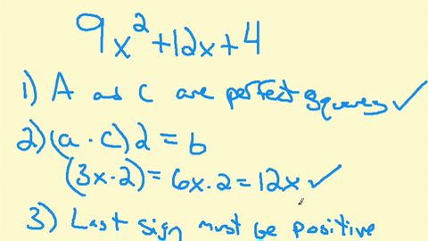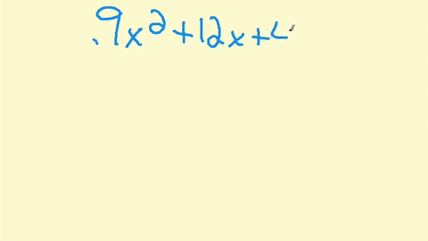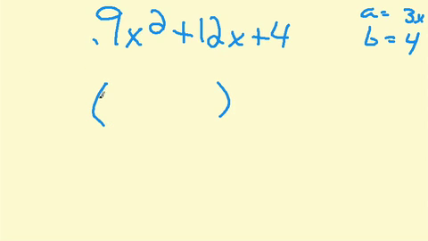Now we just need to apply the formula to factor. Let's start with the first one. So we have 9x squared plus 12x plus 4. I'm just going to write off to the side here. The A is 3x and the B is 2. All I need is one set of parentheses. I'm going to put the A term first. I'm going to put the B term. Hey, the B term is not 4. Square root. B term is 2.